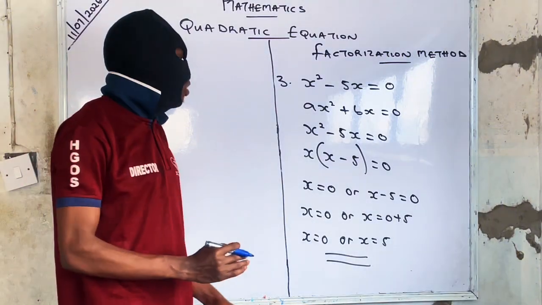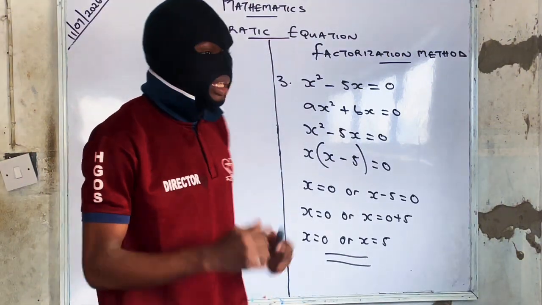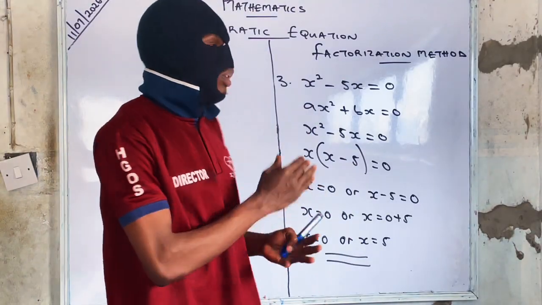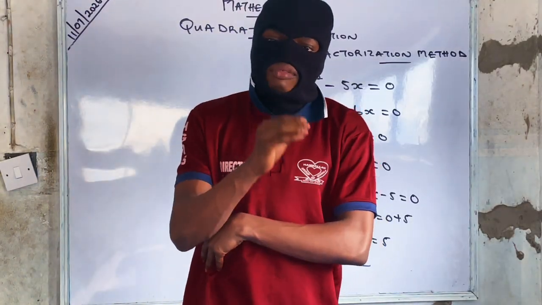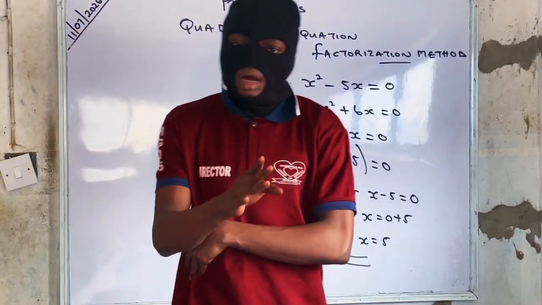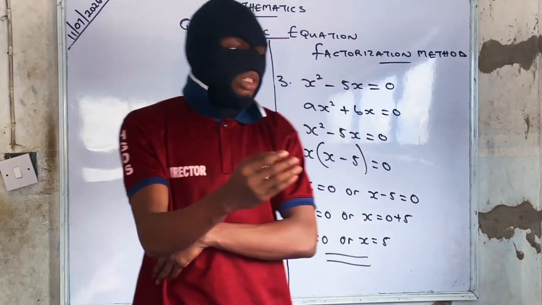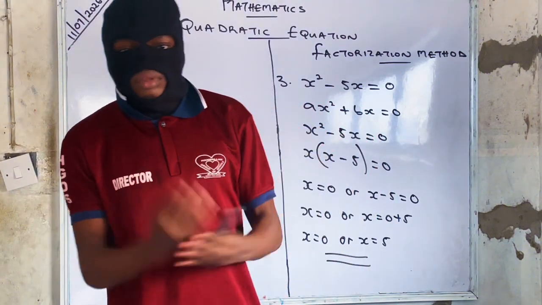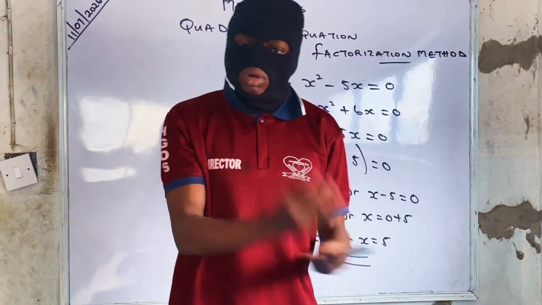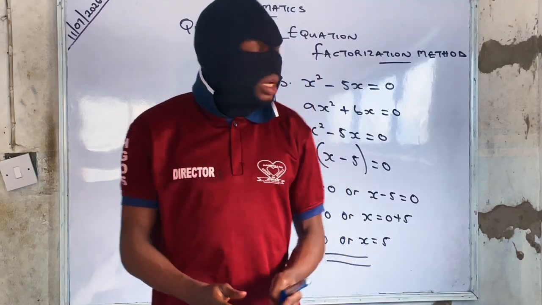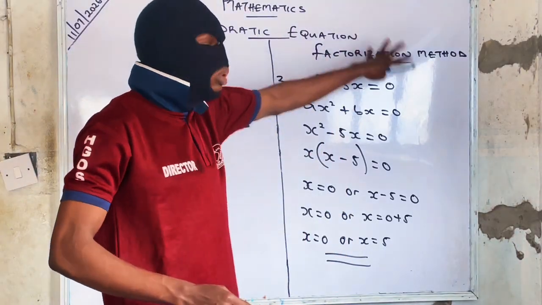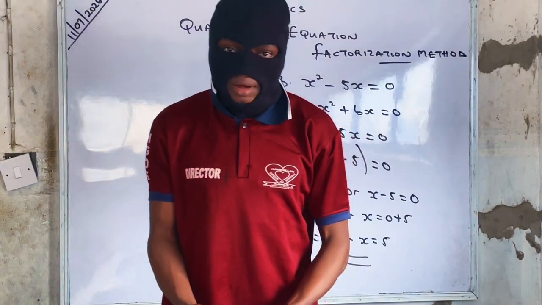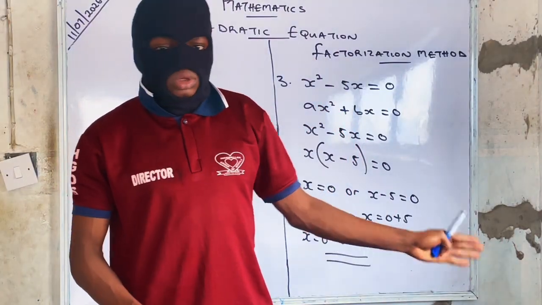And let me tell you something: this factorization method has a limit to the questions it can solve. There are some questions that you won't be able to solve using factorization. That is, if the answer will lead us to a decimal number, you can't use the factorization method. That's why we also have other methods like the completing the square method, the graphical method, and the quadratic formula method. For example, a question leading us to a complex number, you can't use the factorization method to solve it.